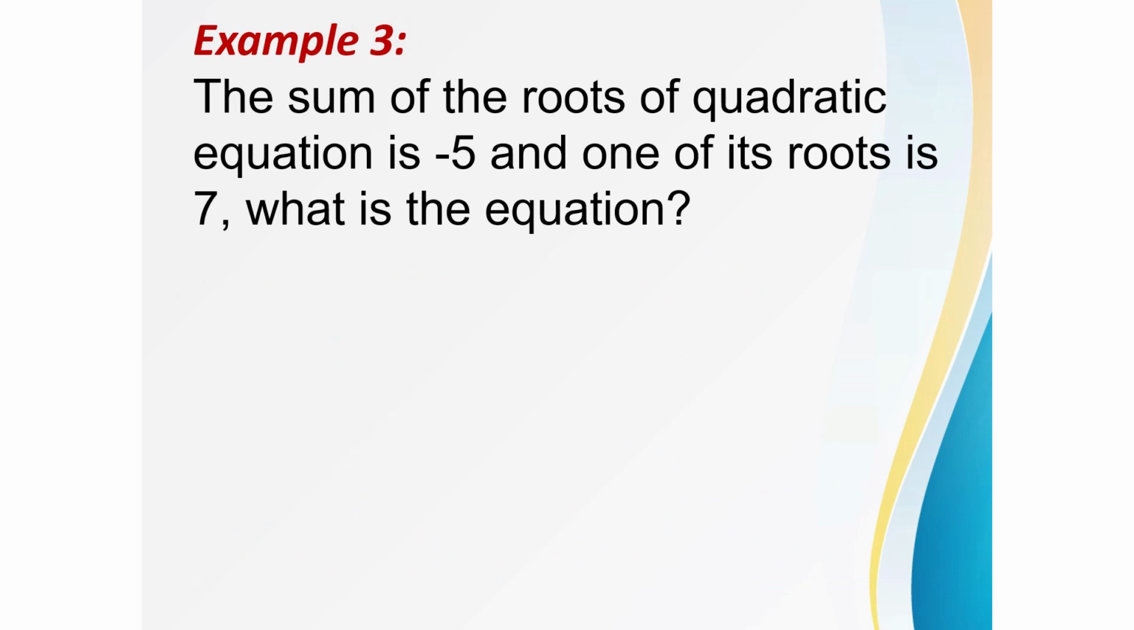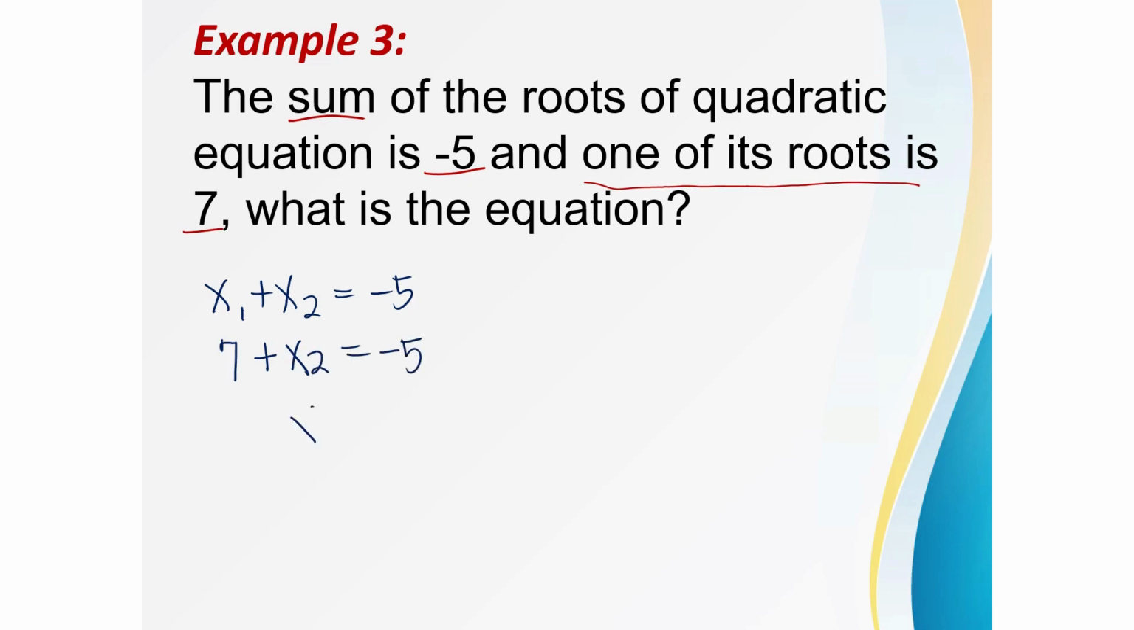Example 3, the sum of the roots of quadratic equation is negative 5 and one of its roots is 7. What is the quadratic equation? So in here, the sum is negative 5. We can use the equation x sub 1 plus x sub 2 is equal to negative 5. And we're going to substitute one of its roots is 7. Let's say, sinubstitute natin dito kay x sub 1 yung 7. And then let us find out x sub 2. So, 7 plus x sub 2 is equal to negative 5. X sub 2 is equal to negative 5 minus 7. So, x sub 2 is equal to negative 12.